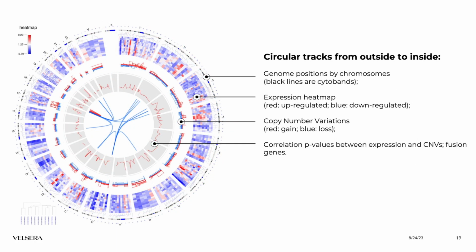Here's another example plot generated with OmicCircos, and an explanation of how to read it. The circular tracks from the outside to inside are as follows. The outermost band represents genome positions by chromosomes. The black lines here are cytobands. The next track is an expression heat map. In this example, red represents upregulated expression and blue is downregulated. The third track is copy number variations. Red here represents gain and blue is loss. Lastly, the innermost track in the plot represents correlation p-values between expression and copy number variance.